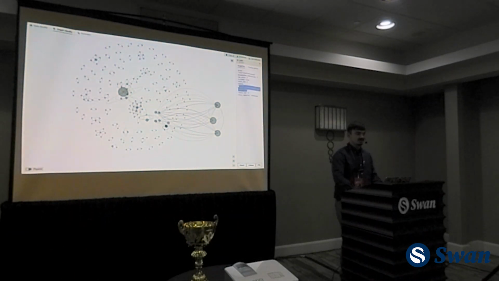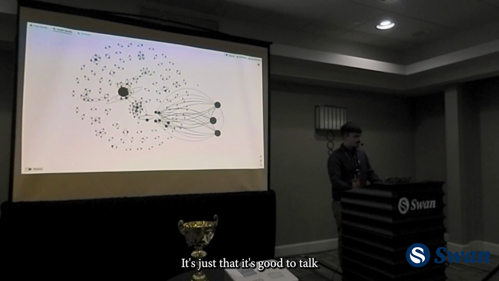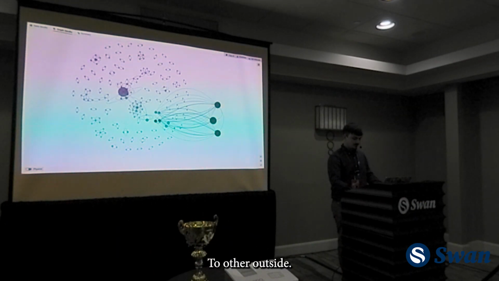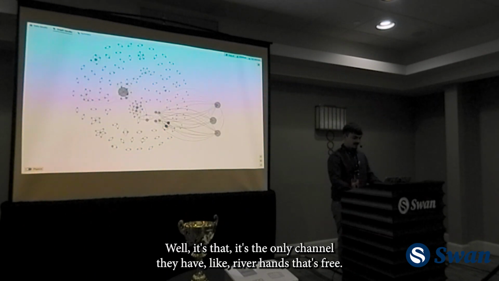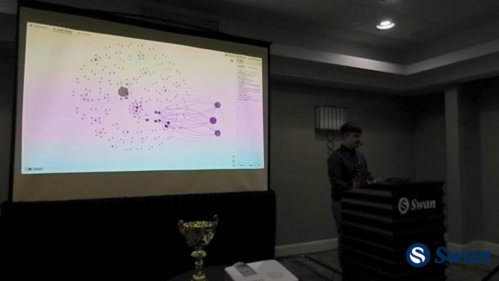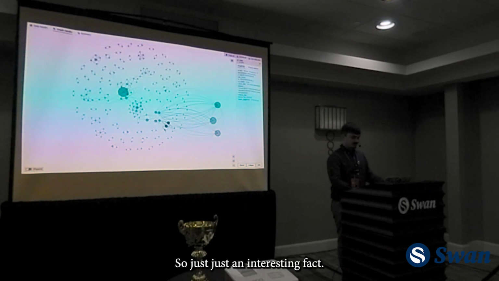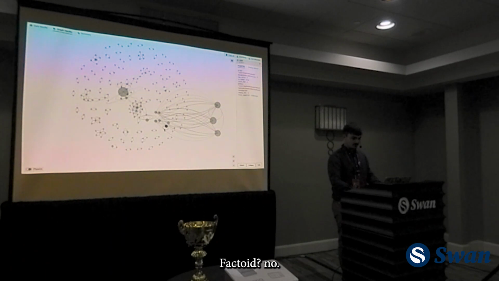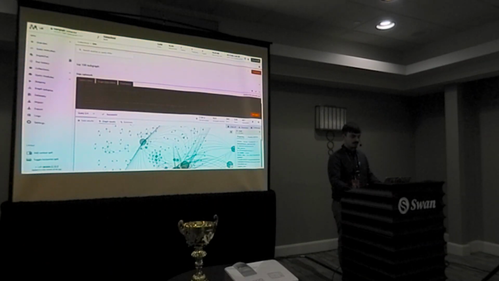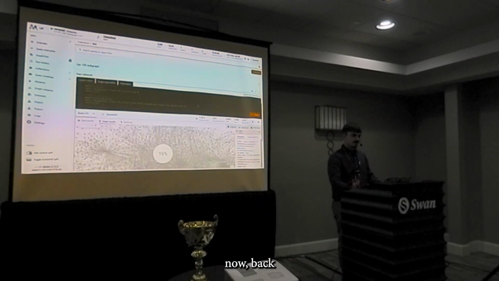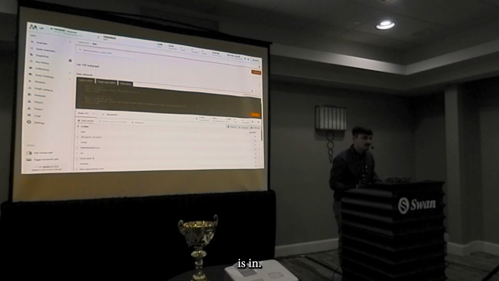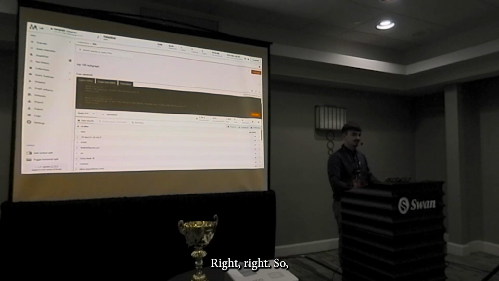Yep. It's just that it's closed between the different nodes, right? It doesn't transmit to the outside. No? Well, it's that it's the only channel they have, like River has, that's free, that isn't with itself. So just an interesting factoid. Free as in there's no fees associated with inbound and outbound channels. Do what? Free as in there's no fees. Right.